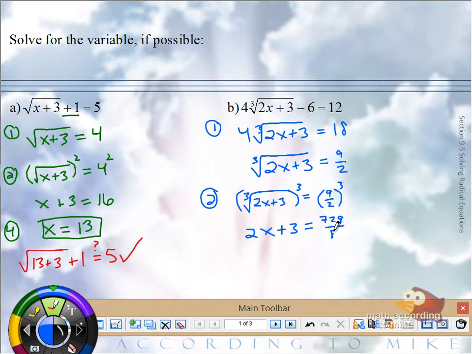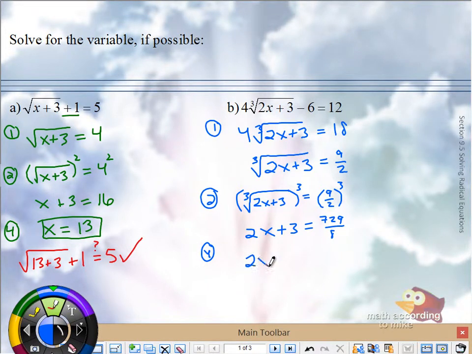All right, how do we solve for x? Oh, by the way, are there any radicals? No. So go to step 4. Subtract 3. What is 3 from 729 over 8 without a calculator?